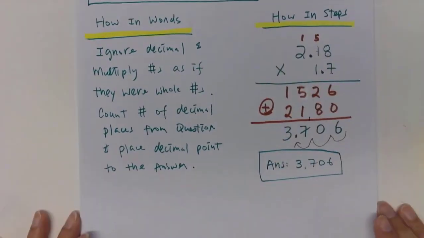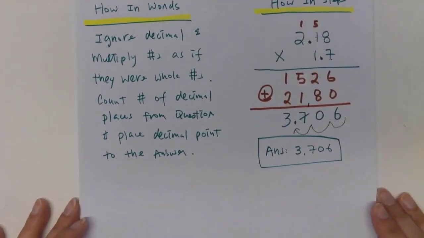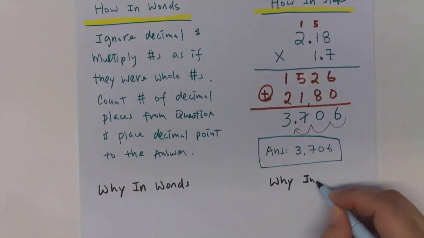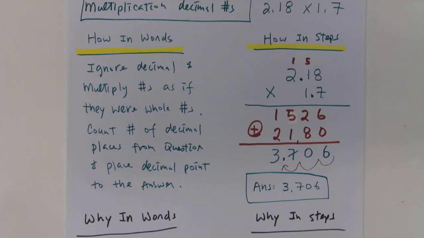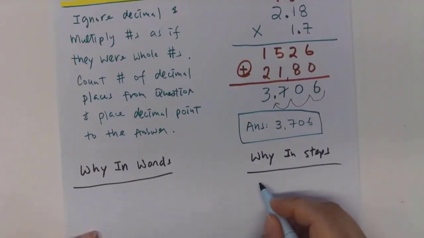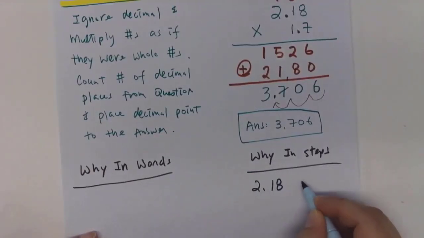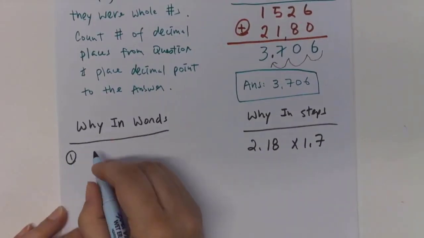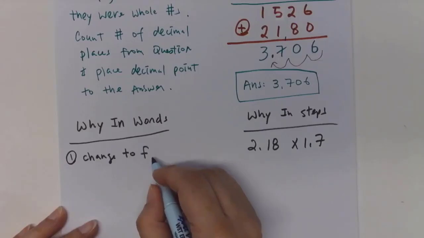Are we okay with how in words, which you have to show on the homework, and how in steps? We're going to do why in words and why in steps. So I want you to write the question first. Anybody remember from last semester? Has 2.18 times 1.7.